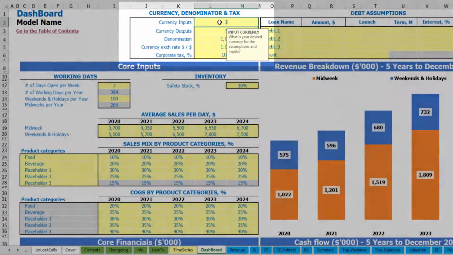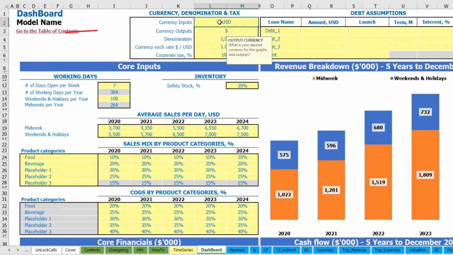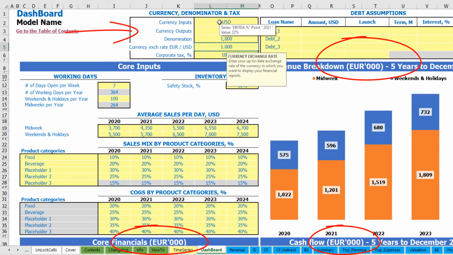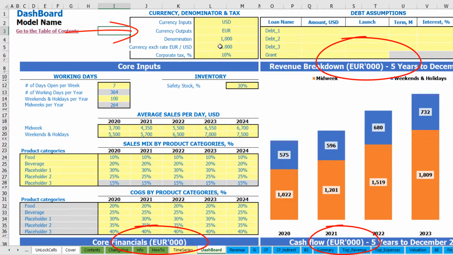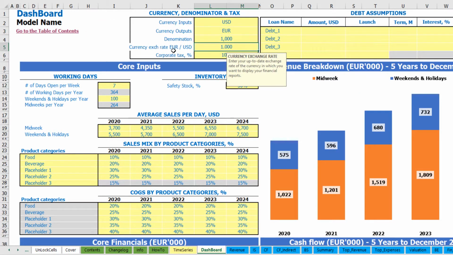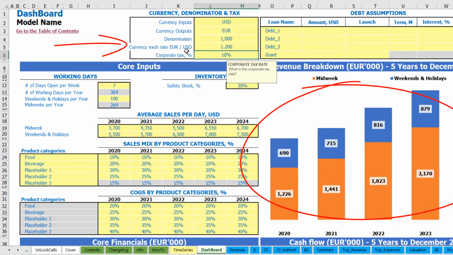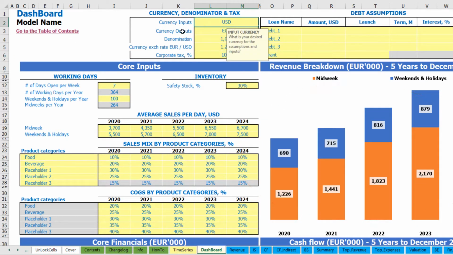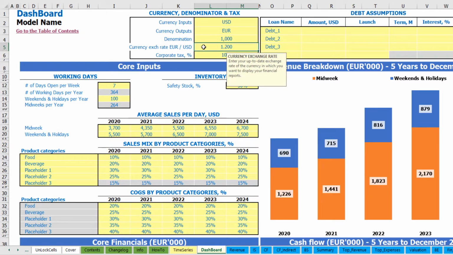So let me give an example. When you input in United States dollars, you have euro as an output, and for this case you can set up currency exchange rate. This is 1.2, for example. In this case, you will have in the model all your inputs in United States dollars, all your outputs in euros, and there will be conversion rate between currency inputs and currency outputs.